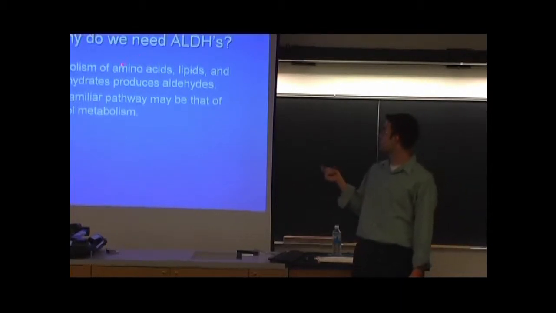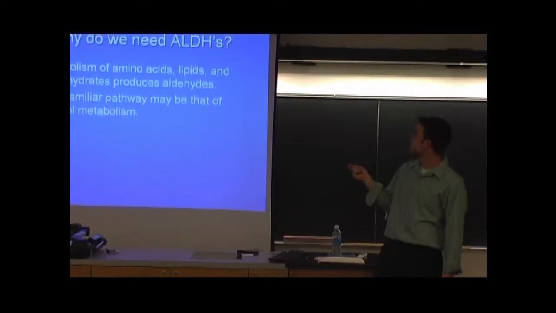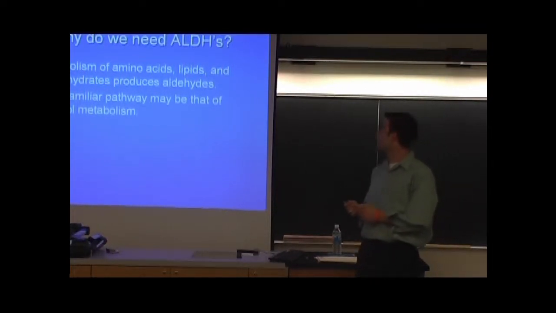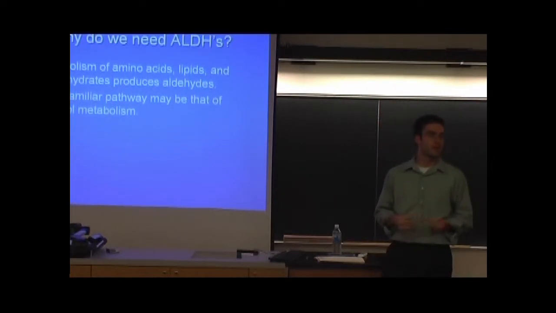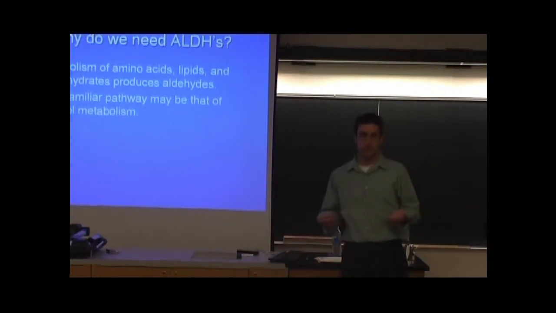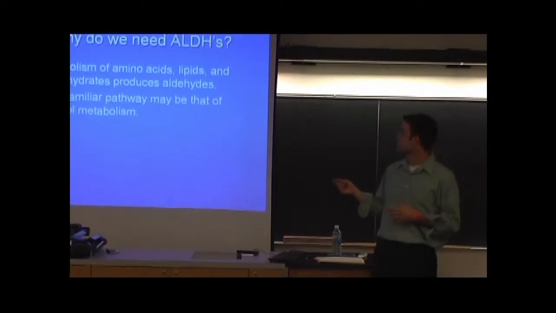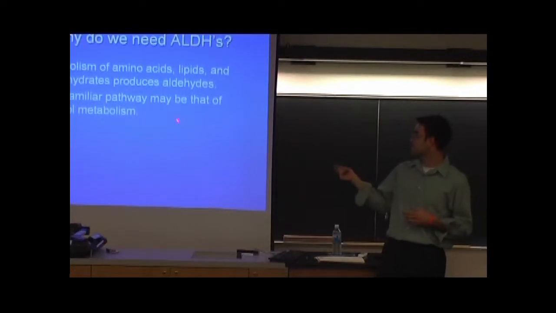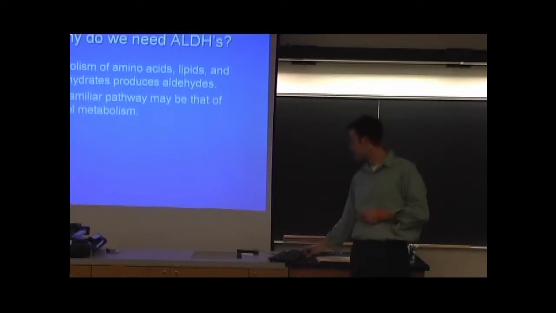Well, when you eat such things as proteins, they break down into amino acids, fats into lipids, and sugars and starches into carbohydrates. And when you metabolize these, they produce aldehydes. And aldehydes are very reactive molecules within your body. A lot of them are very toxic, so you need these Aldhs to break those down into the corresponding acid. But the most familiar pathway for most of you might be that of ethanol metabolism.